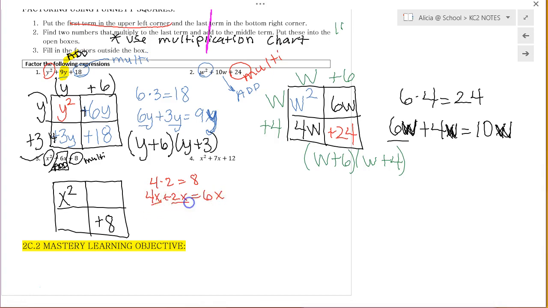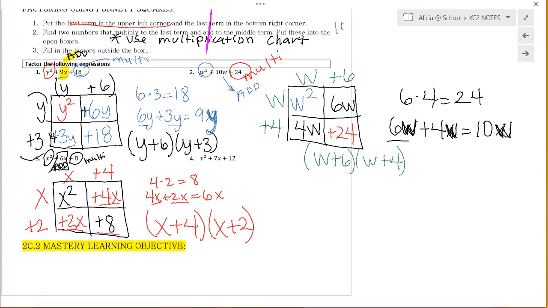I take each of those terms and I put them in those empty boxes. And then figure out what the outside is going to be. Well, x squared is going to be x times x. X times a positive 4 gives me a positive 4x. X times a positive 2 gives me a positive 2x. And 2 times 4 does give me 8. So my binomials then are going to be x plus 4 times x plus 2. And again, those are my factors for that trinomial of x squared plus 6x plus 8.